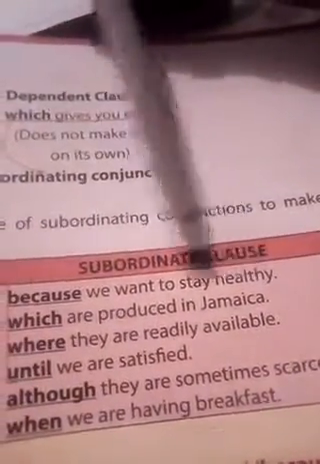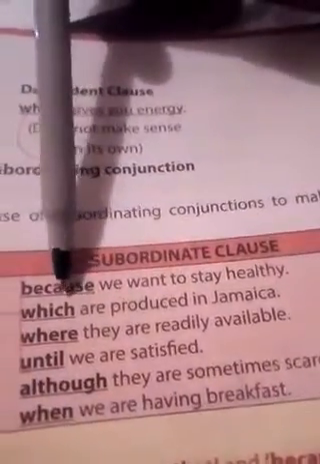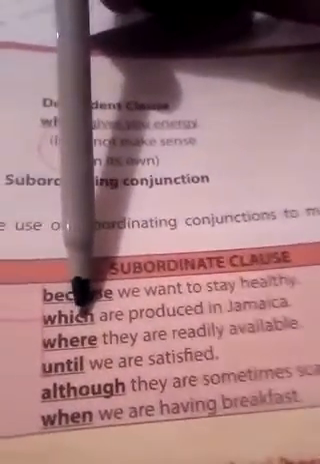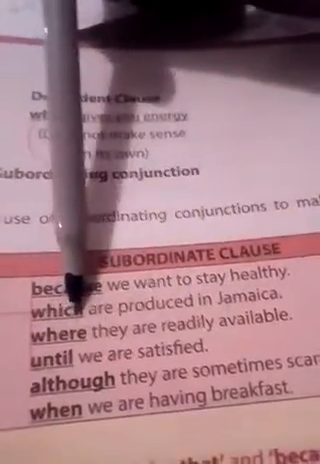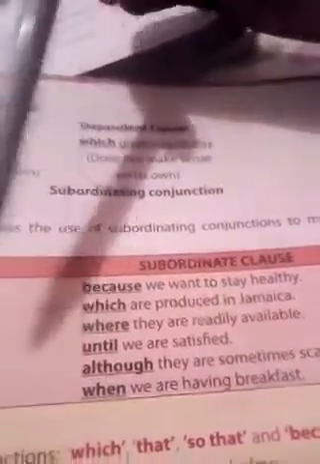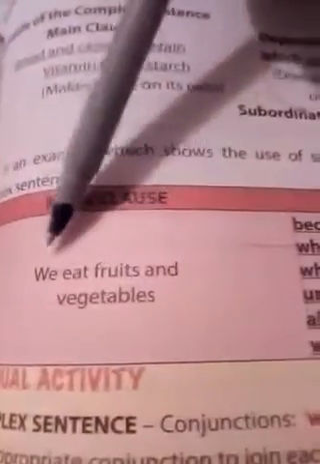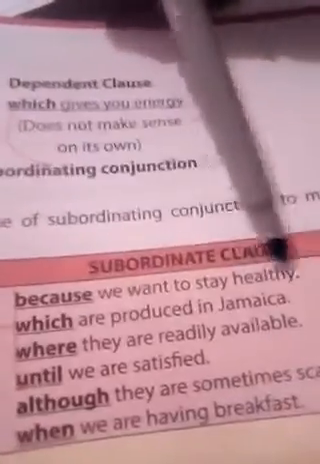But look at this. Because we want to stay healthy. If you just look at somebody and say, because we want to stay healthy, they're going to wonder what you mean by that. Or if you say, which are produced in Jamaica, you want to know what is he talking about? What are produced in Jamaica? And if you say, where, so all of these do not stand on their own. They can't. So we call them dependent clauses. They depend on the main clause. All right, so let's read them now. We eat fruits and vegetables because we want to stay healthy.